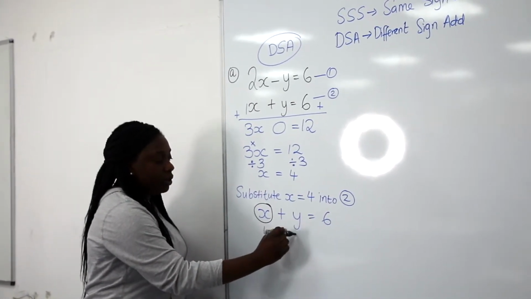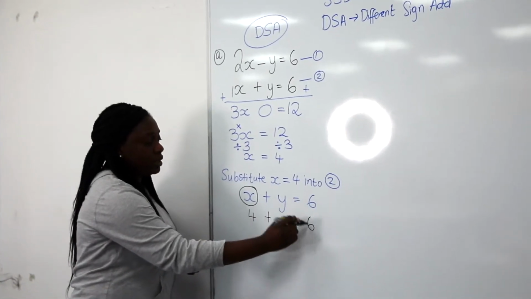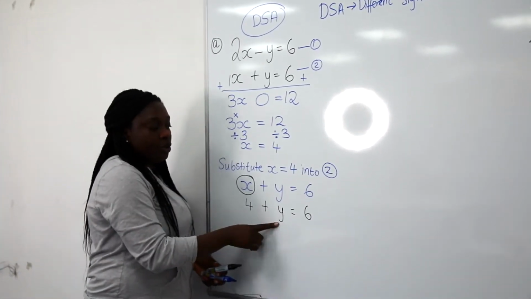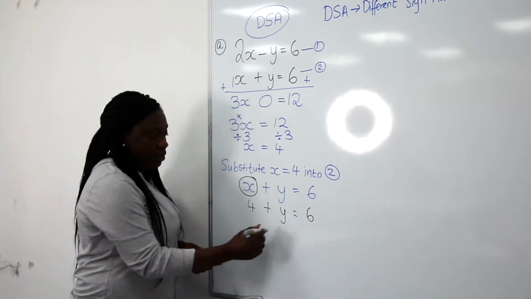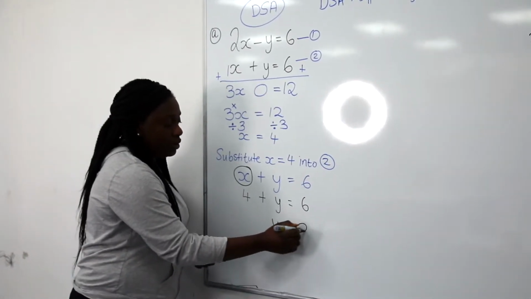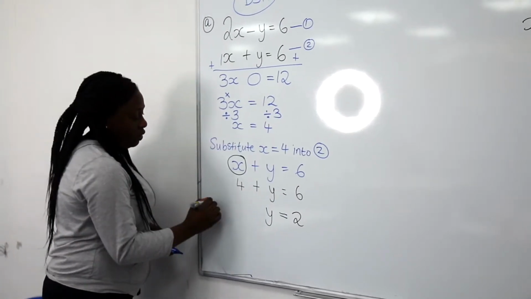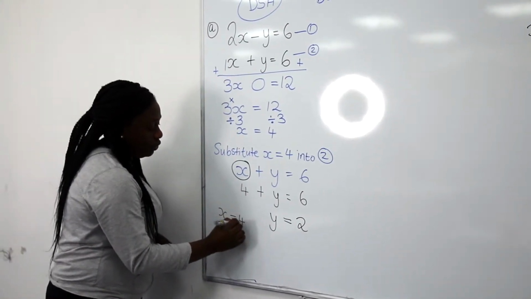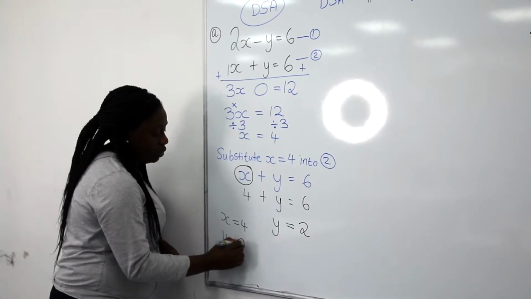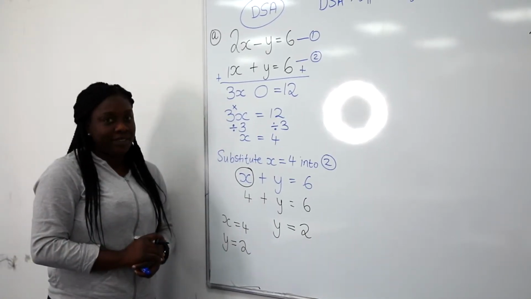So we're going to have 4 plus y equals 6. What would you add to 4 to get a 6? Yeah, you're right, it's a 2. So y is 2. So for this question, our final answer is x equals 4 and y equals 2. Okay?